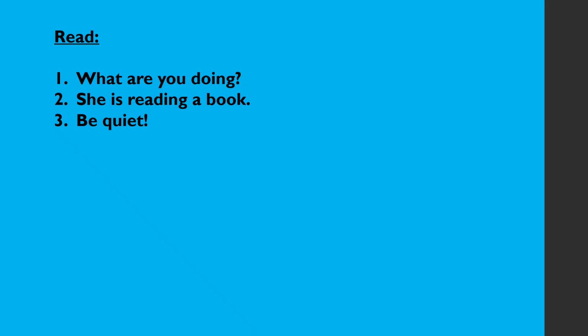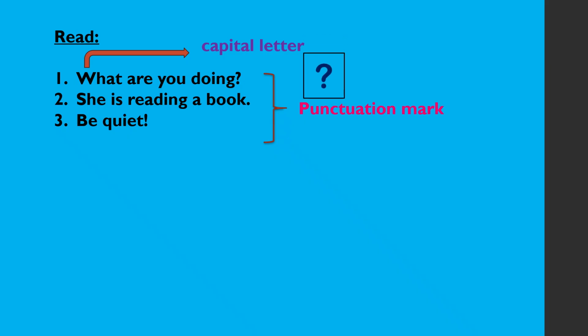Now read these sentences below. The first sentence, "What are you doing?" The second sentence, "She is reading a book." The third sentence, "Be quiet!" All the above sentences begin with a capital letter and end with a punctuation mark. The first sentence ends with a question mark. The second sentence ends with a full stop. And the last sentence ends with an exclamatory mark.